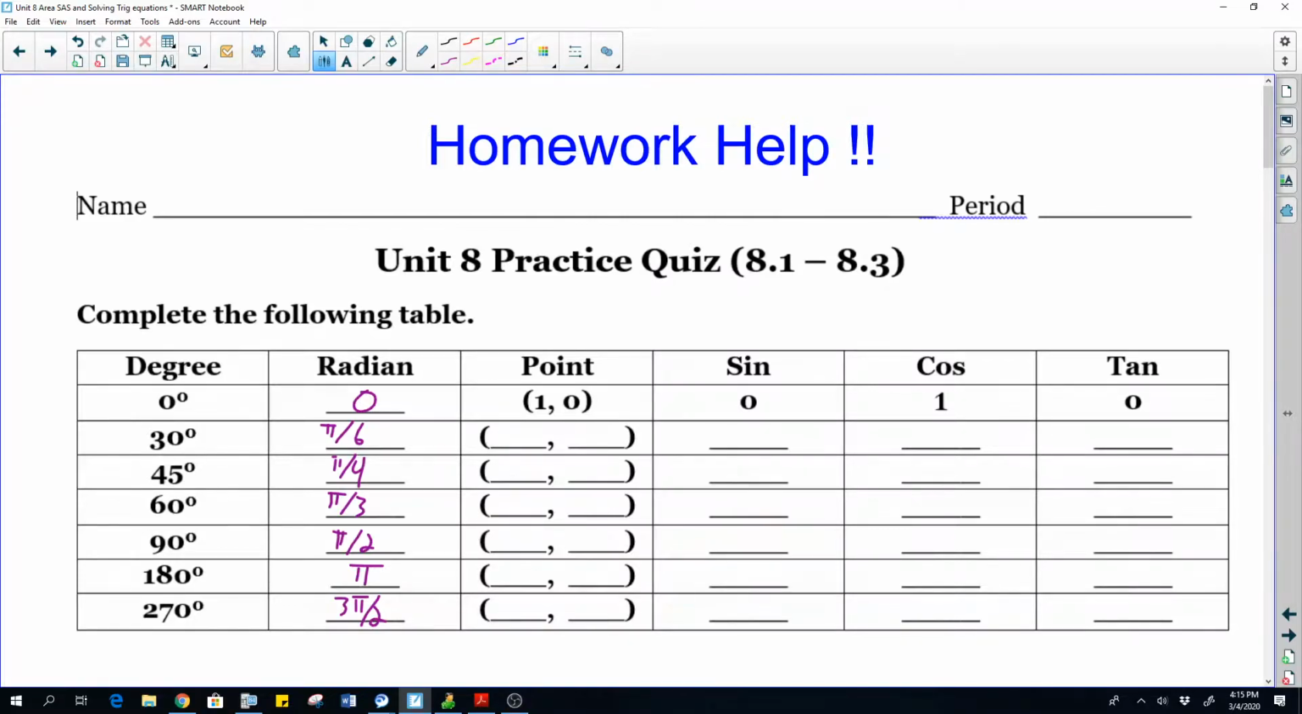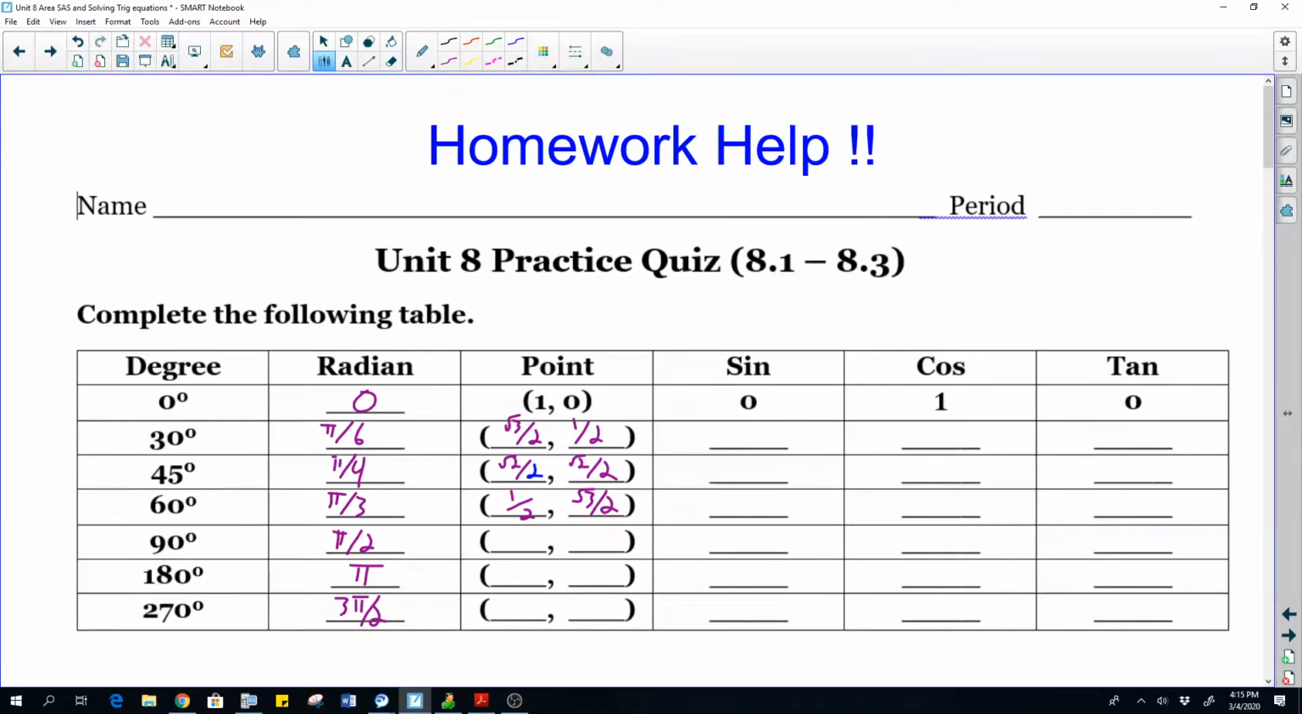Cool. Okay, then don't forget the coordinates. So the coordinates for 30 degrees are radical 3 over 2, and then 1/2. And then 45 degrees is the same, of course: radical 2 over 2, radical 2 over 2. Then we alternate and get a half, right? And then up radical 3 over 2. Memorize it. Use this chart.